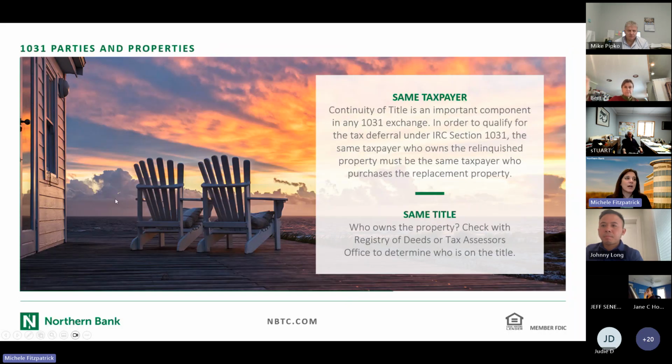So we're talking about parties now. This is really the meat of our discussion today. The IRS requires the same taxpayer in the same title. Whoever owns the relinquished property needs to take title to the replacement property. So continuity of title is an important component of any 1031 exchange. In order to qualify for a tax deferral under 1031 exchange, the same taxpayer who owns the relinquished property must purchase the replacement property.